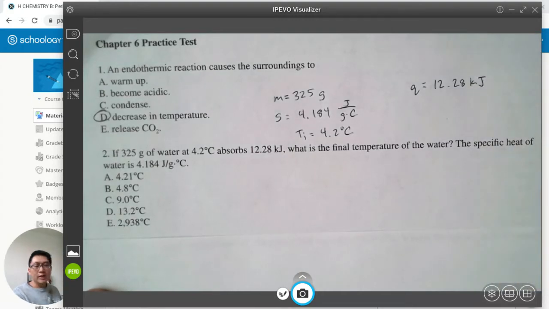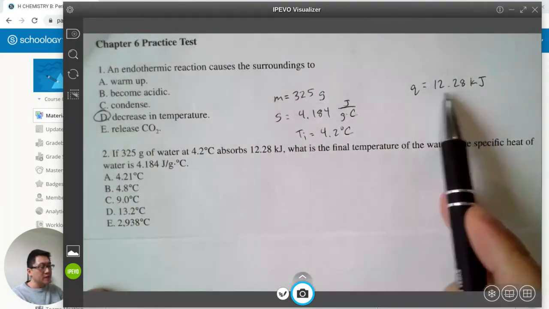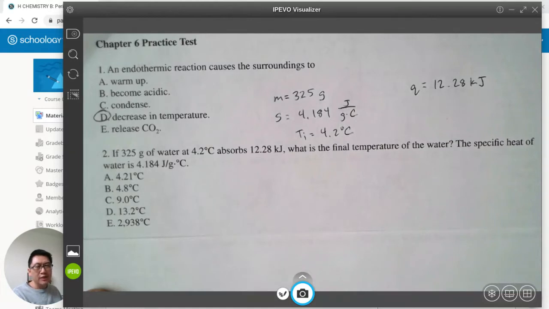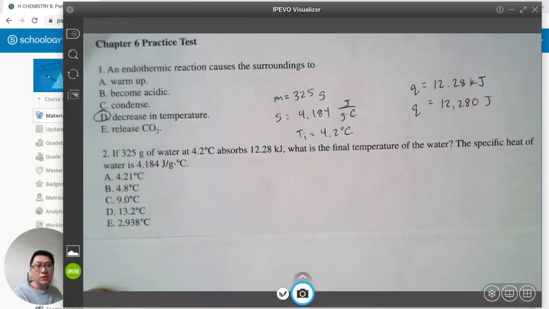There's one thing I want to change first of all. Notice my specific heat is in joules and my heat is in kilojoules. Those are two different things. It's like you're trying to add grams and kilograms. You either change kilograms to grams or grams to kilograms. They have to be the same units. So I'm going to change this now. That's the same as 12,280 joules. Why? Kilo means 1,000. If it was 12.28 kilograms and you're trying to change it to grams, it would be multiplied by 1,000. So 12.28 times 1,000 is 12,280 joules.